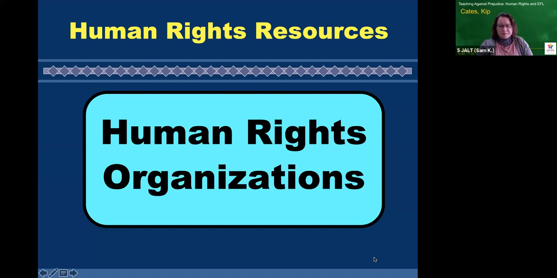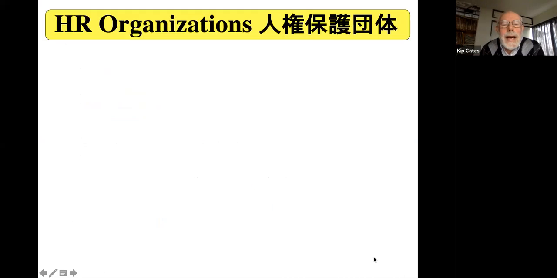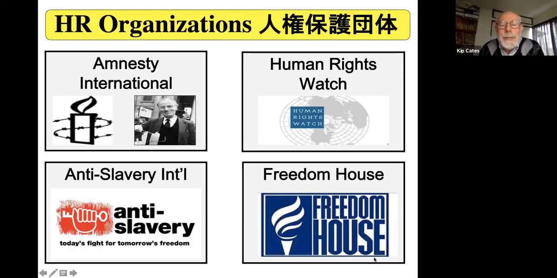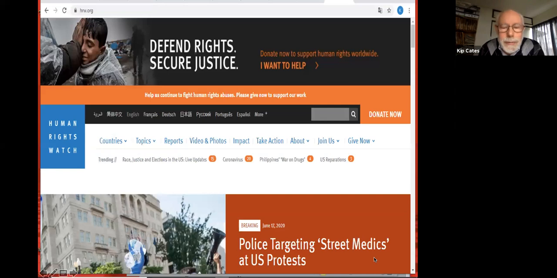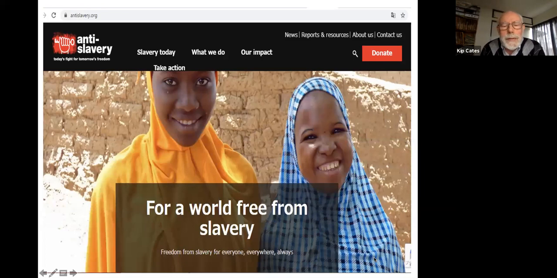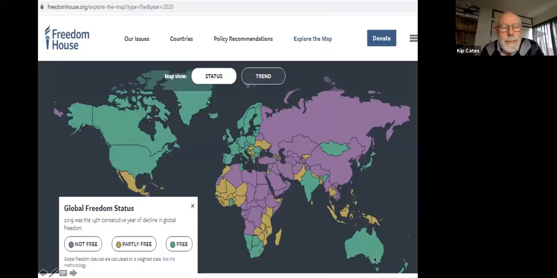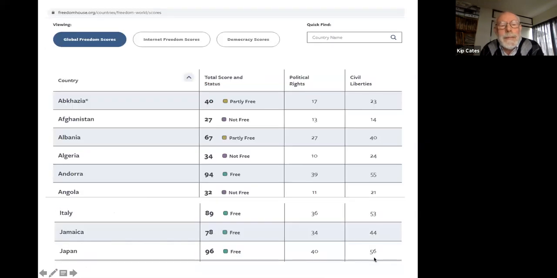Good. Again, a list of human rights organizations. You can see there are hundreds on Wikipedia. I pick these 4. Human Rights Watch is a dynamic organization with a good website; have students go off and research that. Anti-Slavery is one of the oldest, founded in 1839 and still going strong, working for a world free from slavery. Freedom House is an interesting group that ranks countries in terms of how free they are. They have an online map with the status: free, partly free, or not free. It's great to have students go and check out their country and other countries about freedom.